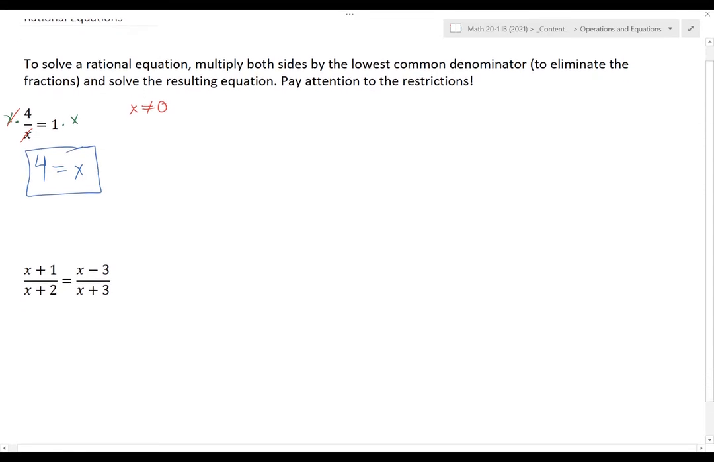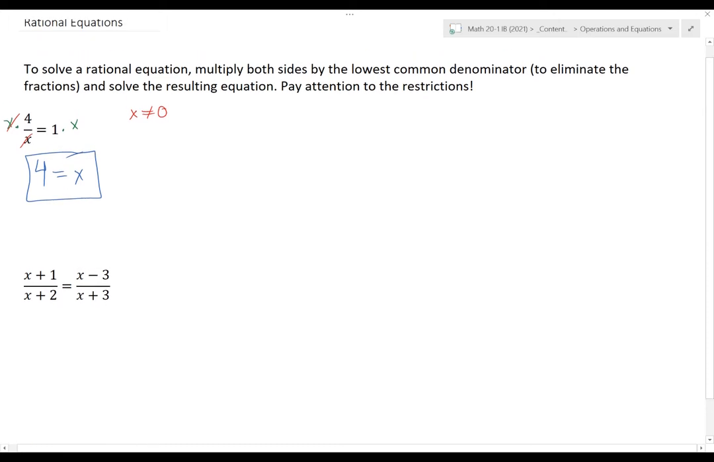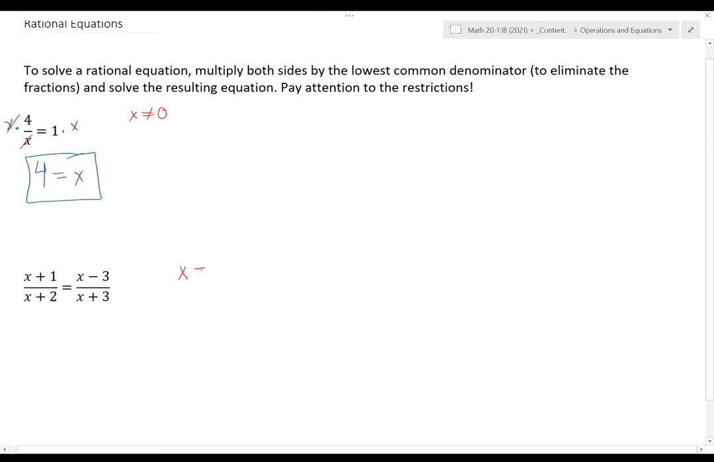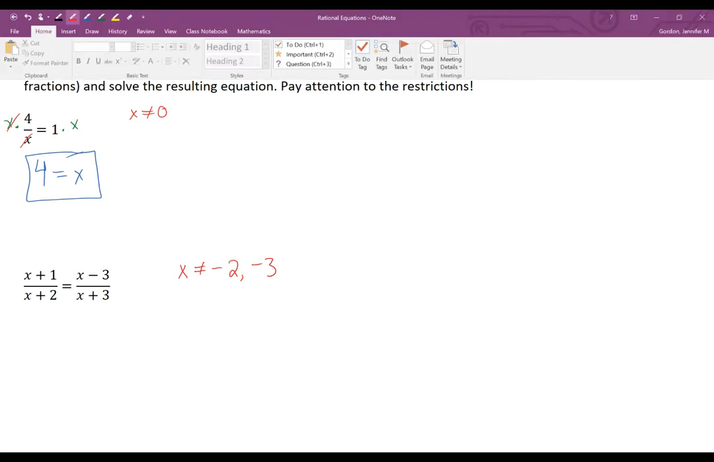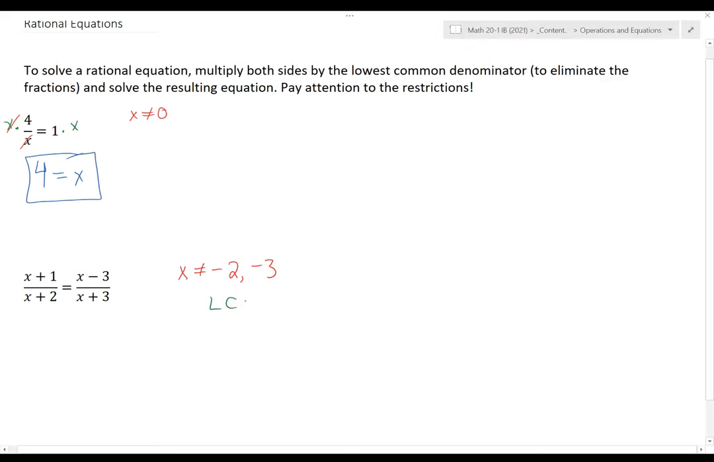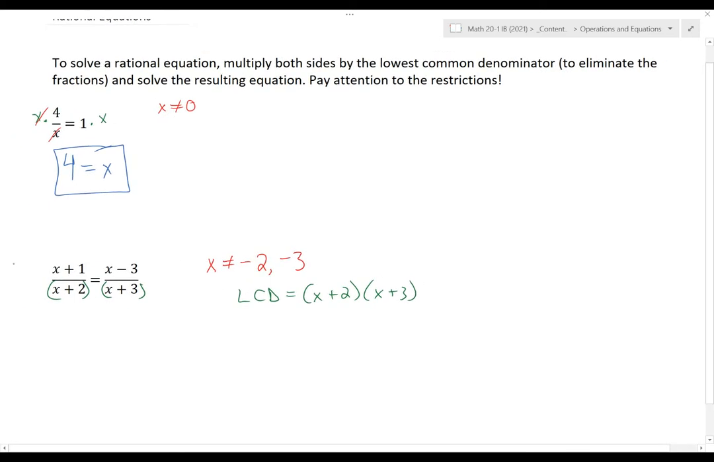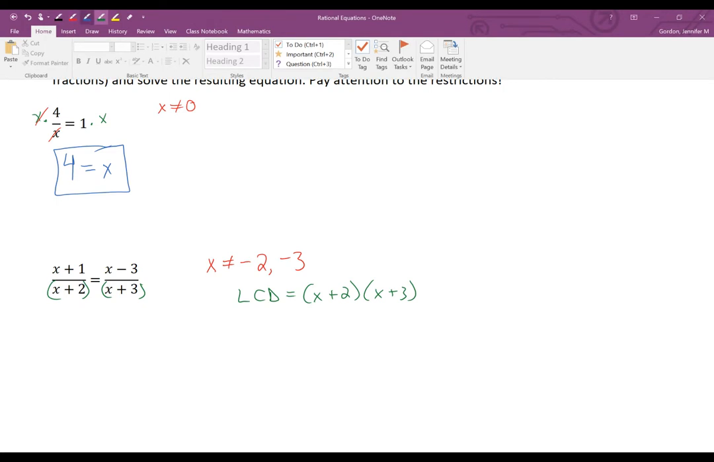Looking at this next equation, which is a little more complicated, but still relatively straightforward, I note my non-permissible values. So x cannot equal -2 or -3. And my lowest common denominator in this case is just going to be the product of those two denominators because they have no factors in common. Remember that the x plus 2 and the x plus 3 are basically indivisible. They are factors in and of themselves. So the product of these two factors gets multiplied by both sides of the equation.